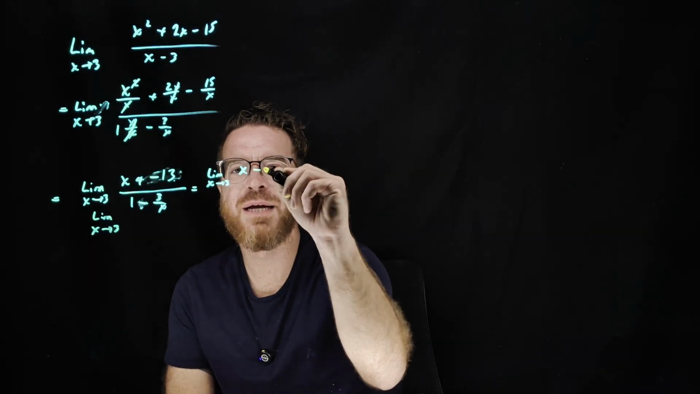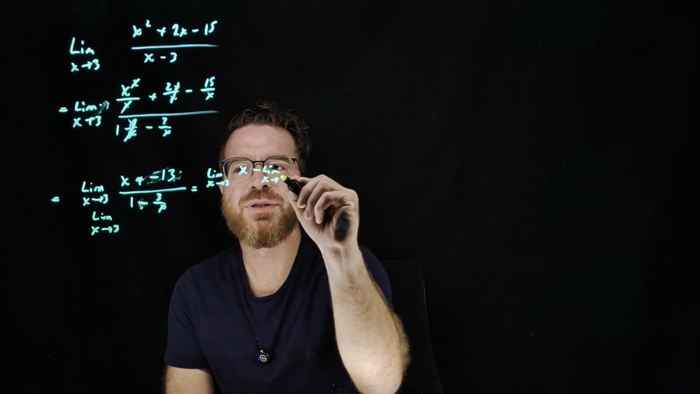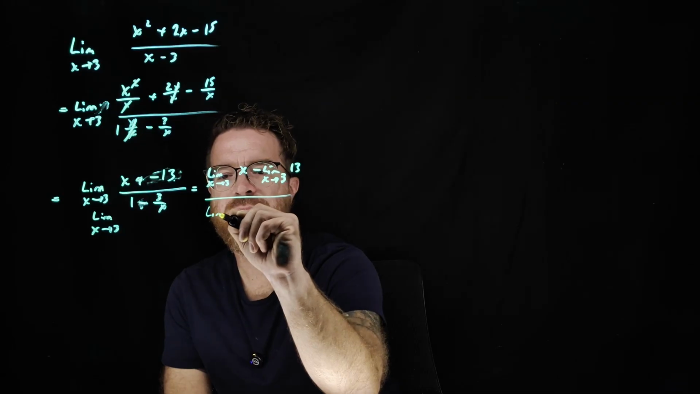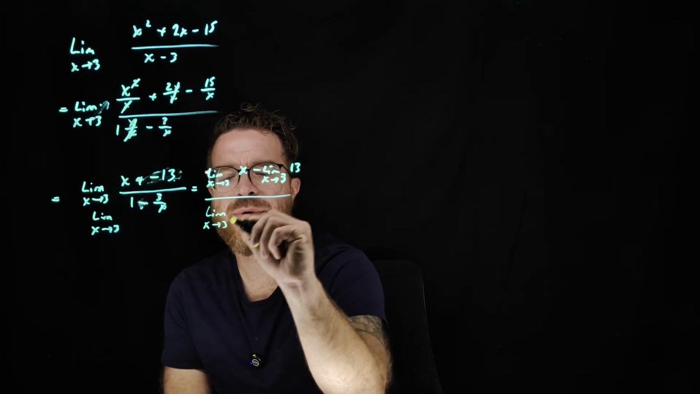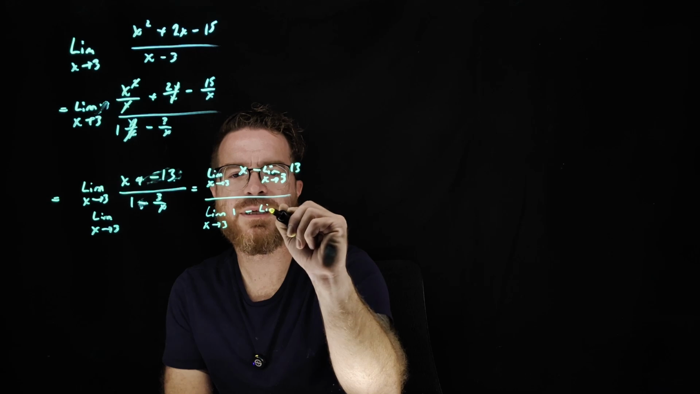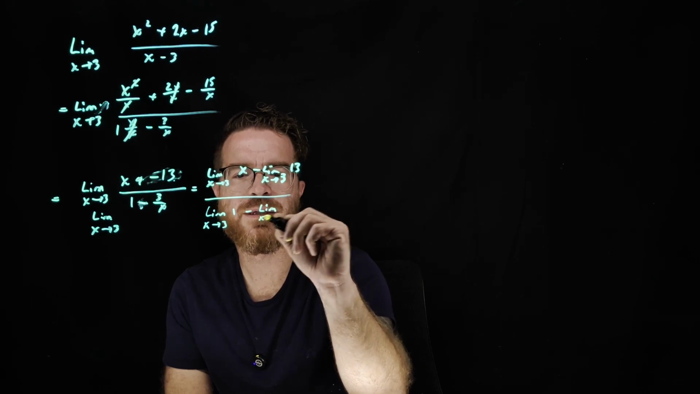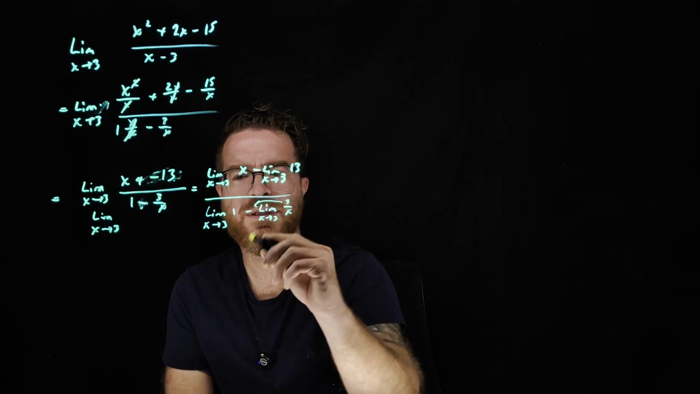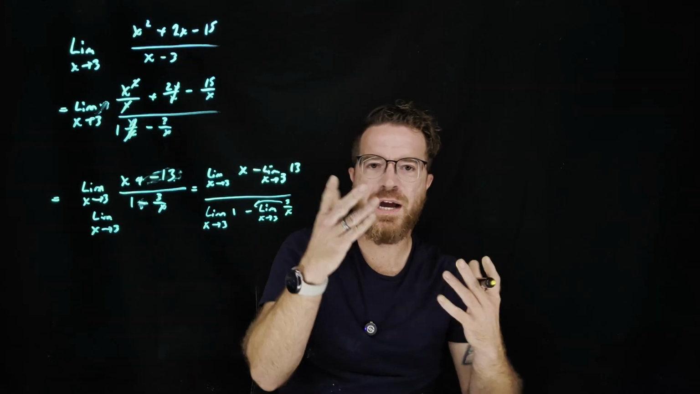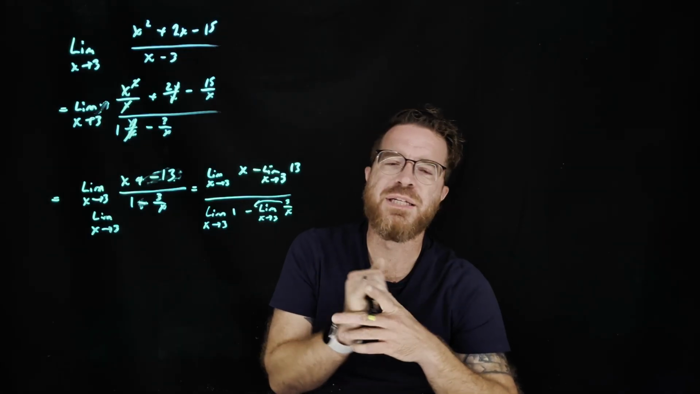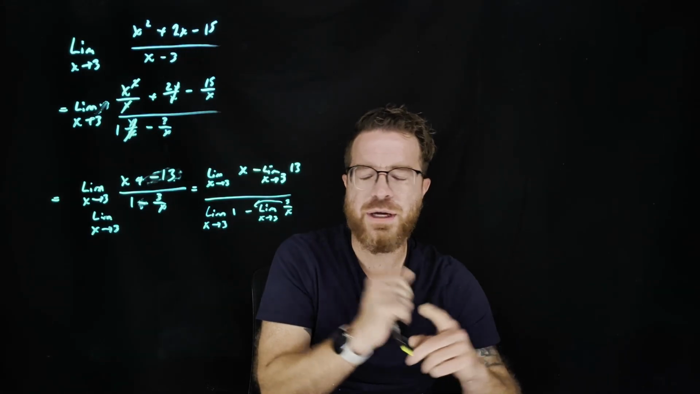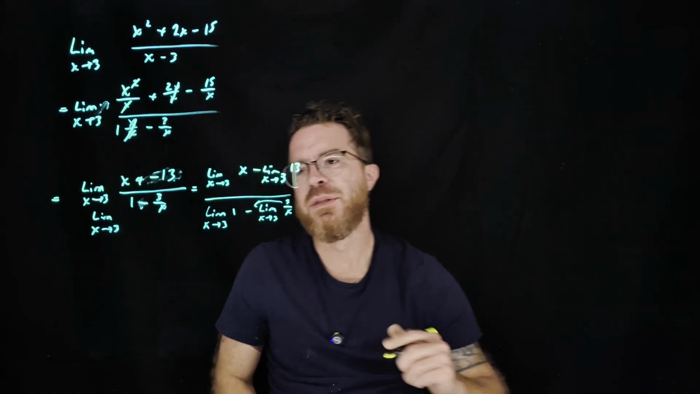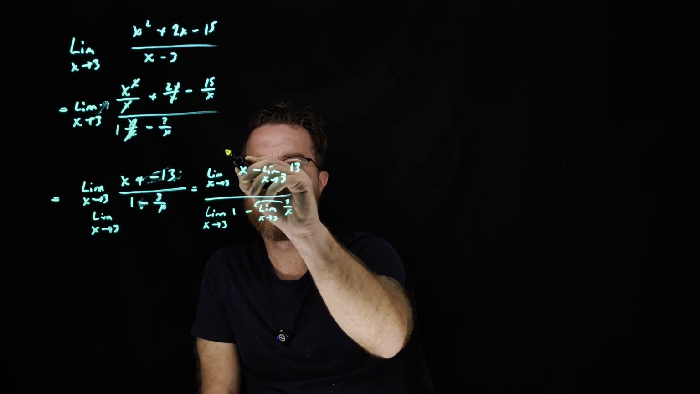So it's going to be the limit of x minus the limit as x approaches 3 of 13, divided by the limit as x approaches 3 of 1, minus the limit as x approaches 3 of 3 over x, which really I can pull that 3 out. So this is the same thing as saying 3 times the limit of 1 over x, which is x to the negative 1 power, which would be taking the limit of x, taking the whole thing to the negative 1 power. So when we evaluate this now, this term, of course, goes to 3.